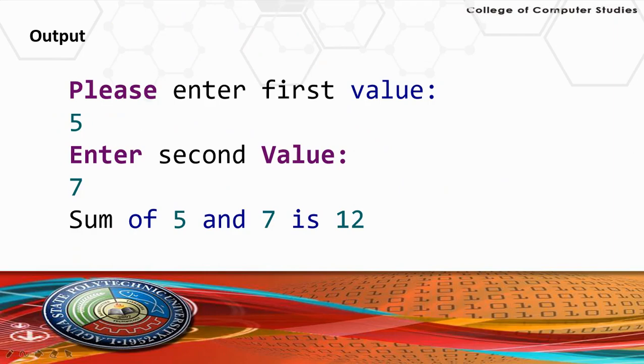So it will display, "Please enter the first value," and then the user will type in, let's say, 5. The value 5 will be stored in num1. And then we have the second statement. "Enter second value." The user will type again, for example, 7. 7 will be stored in num2. And then this will be displayed: Sum of 5 and 7 is 12. Okay?